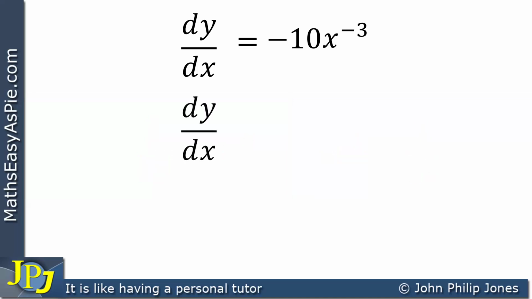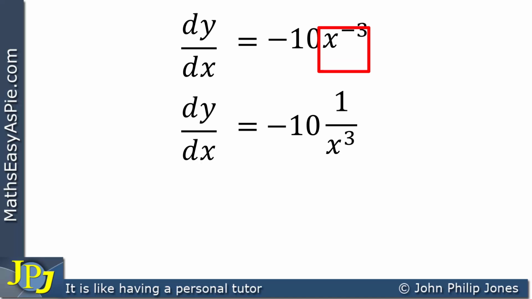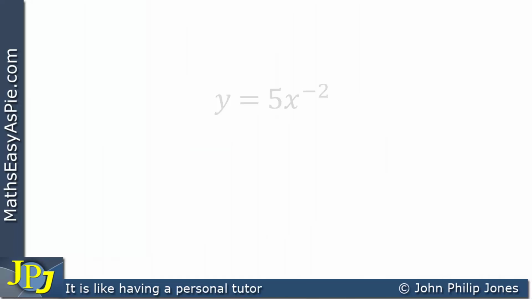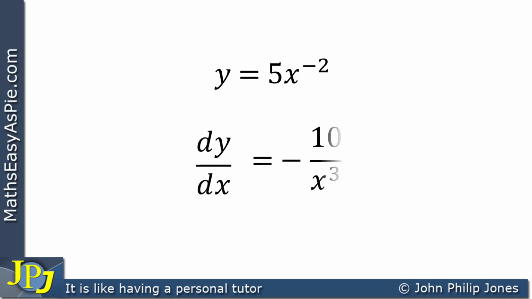So I can write dy/dx equals minus 10 times 1 over x to the 3. In other words, I've replaced this by 1 over x to the 3. I can take this one step further by writing dy/dx equals minus 10 over x to the 3. In other words, this negative has come down and this 10 has multiplied the 1 to sit on top of the x to the 3. Moving on to the next slide, we can see that y equals 5x to the minus 2, when you differentiate it, is minus 10 over x to the 3.